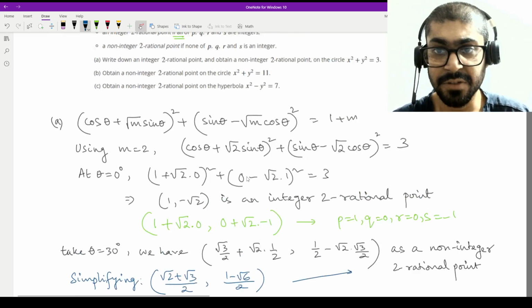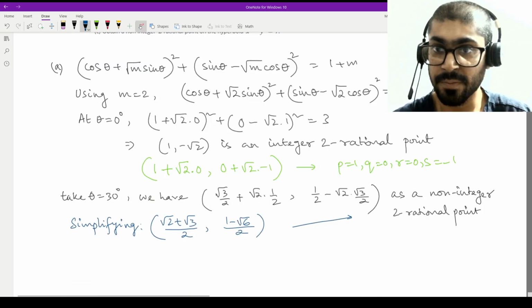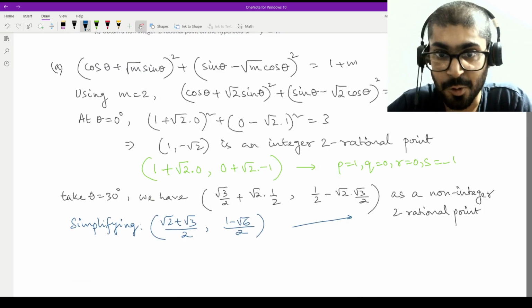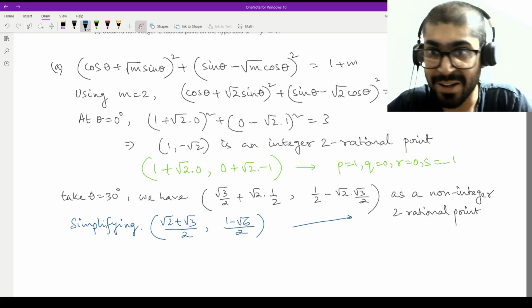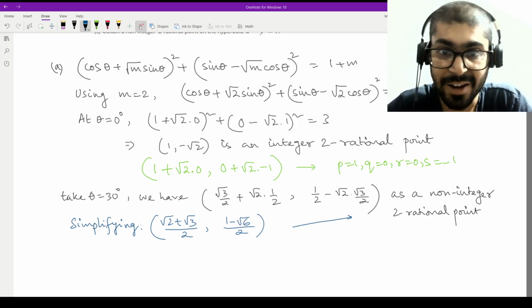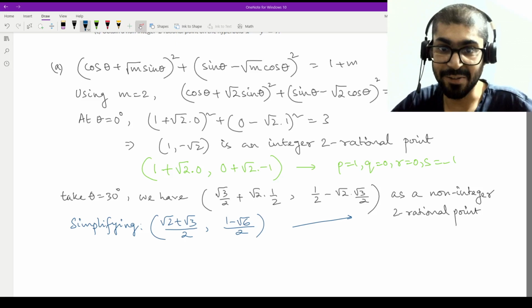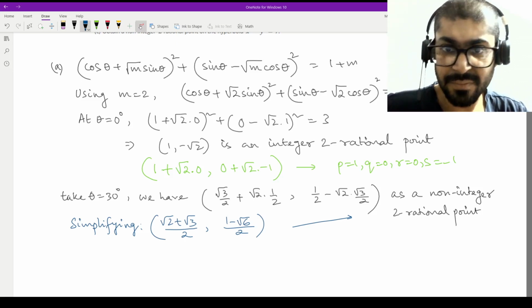If you add the squares of this, it will add up to 3. I hope you understand how the addition will work here, because root 2 square and root 3 square will give you your answers. Add 4 plus 3, 7, and then 1 minus 6 cancellations will occur and you will get the value upon division. Don't worry, you will get the correct value because we did not make any changes. We just put the value of theta.